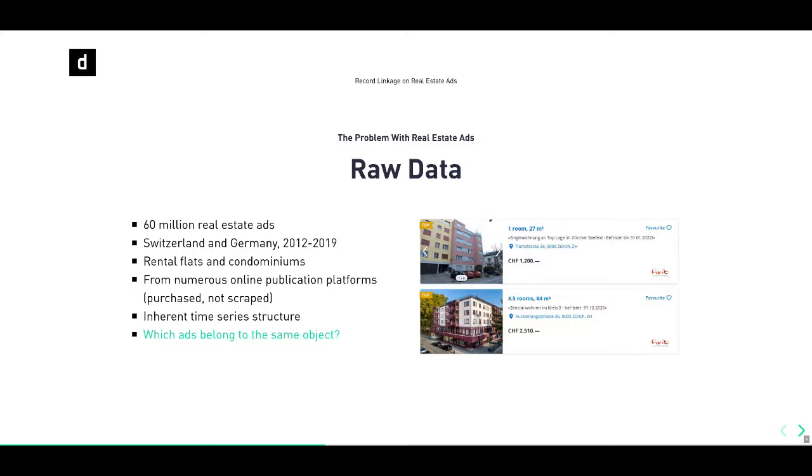And also, this is data where you have some inherent time series structure. So a flat is usually rented more than once during 7 years. So you have one tenant moving in, then maybe moving out 2 years later. So in addition to duplicating the ads over the different platforms, you also have the problem that you might see the ad a few years later again, but then maybe with a price that is a little bit higher or a little bit lower. I mean, usually it's higher and not lower, obviously, but it's a complex problem then to decide, also for an expert, which ads really belong to the same object.